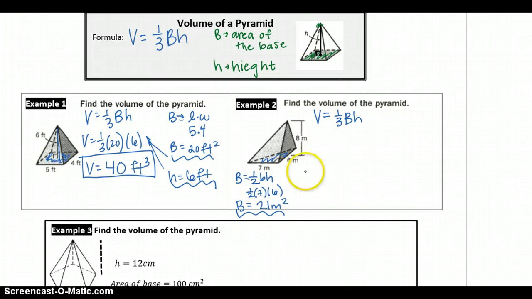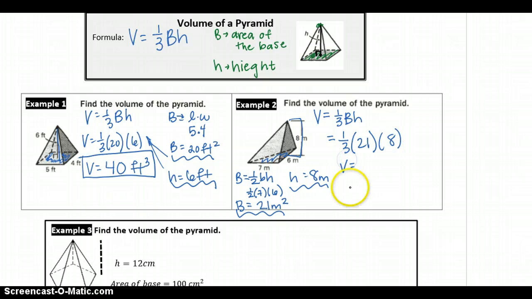And the height of the pyramid is given to us here as this distance. It appears that this face makes a right angle with the base, so the height is 8 meters. So we have everything we need to plug into our formula. So V equals 1/3 area of the base times height. We'll have 1/3. For capital B, we'll plug in 21, and for H, we'll plug in 8. When we put this into our calculator, we will get that the volume is equal to 56 meters cubed. Again, our units for volume are cubed.